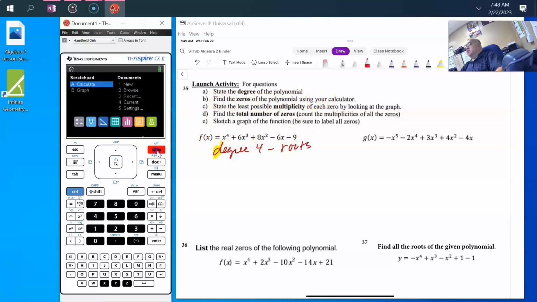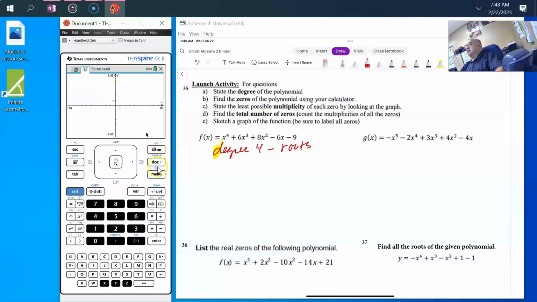A warning: the only zeros that we're able to find are the ones that are real. The ones that are not real, you will have to either figure out using factoring, or you're going to use the quadratic formula in most cases. And let me go ahead and erase this.